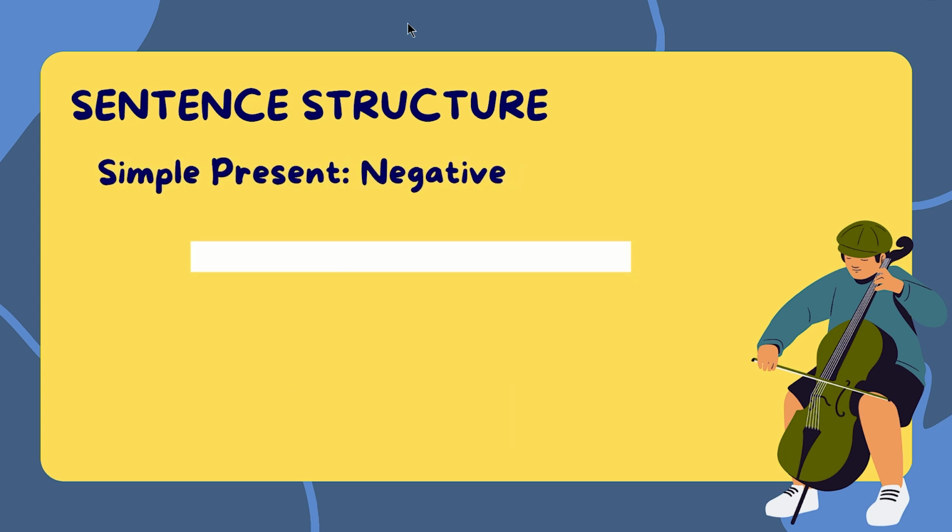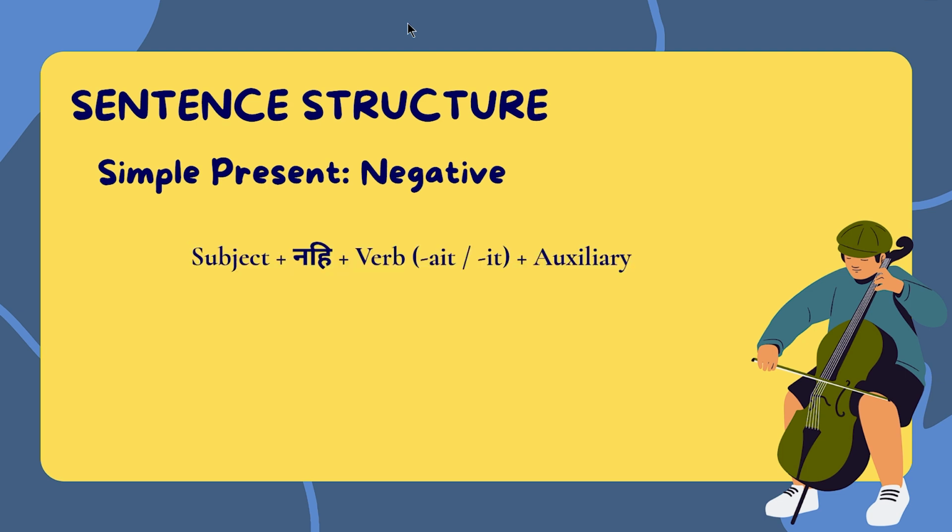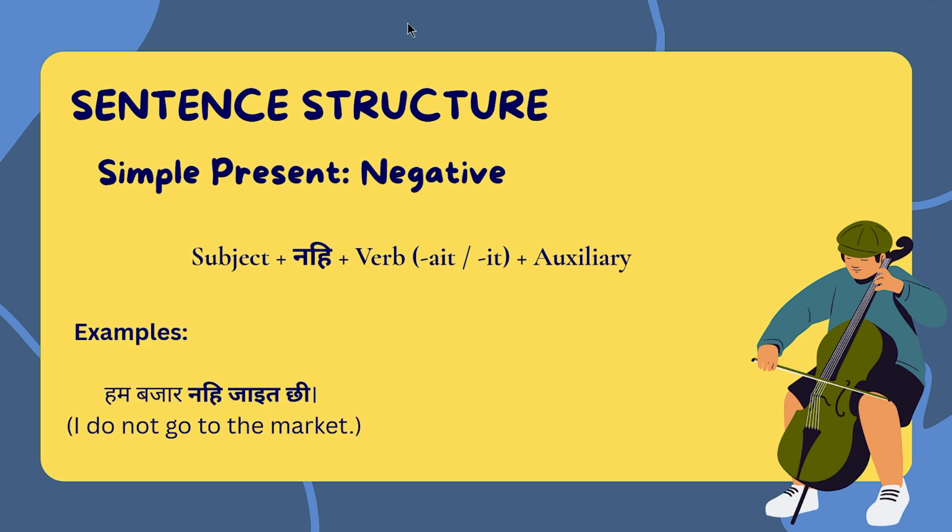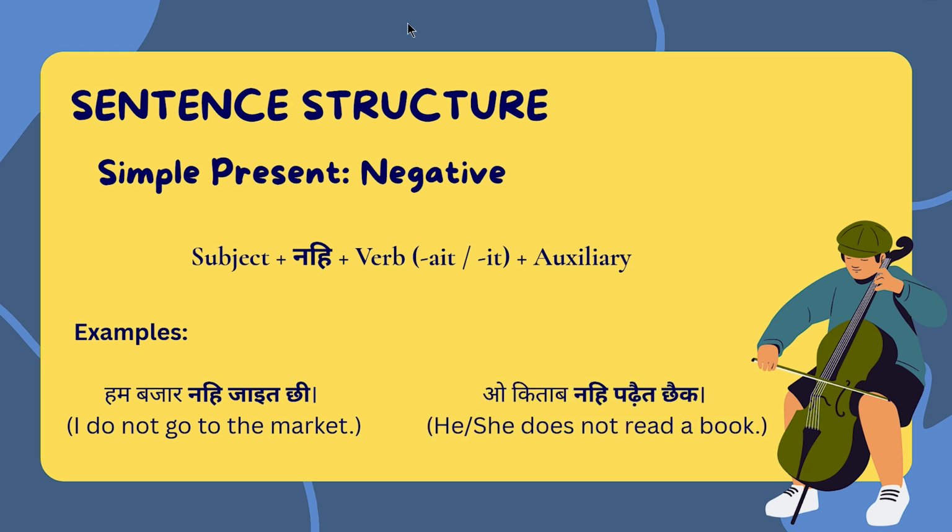How do these simple present sentences behave in a negative construction? We just add नए before the verb and we have a negative construction. Examples: हम बाजार नहीं जाइत छी. I do not go to the market. Maybe somebody else does. ओ किताब नहीं पढ़ैत छै. Maybe he or she likes to play. So ओ किताब नहीं पढ़ैत छै. He or she does not read a book.